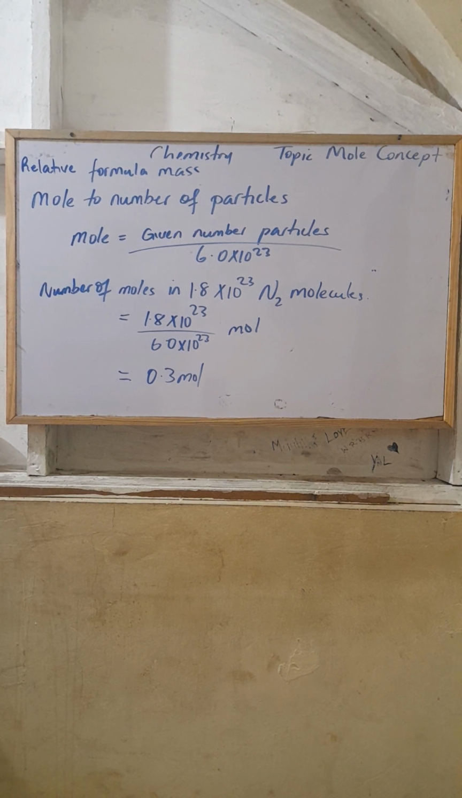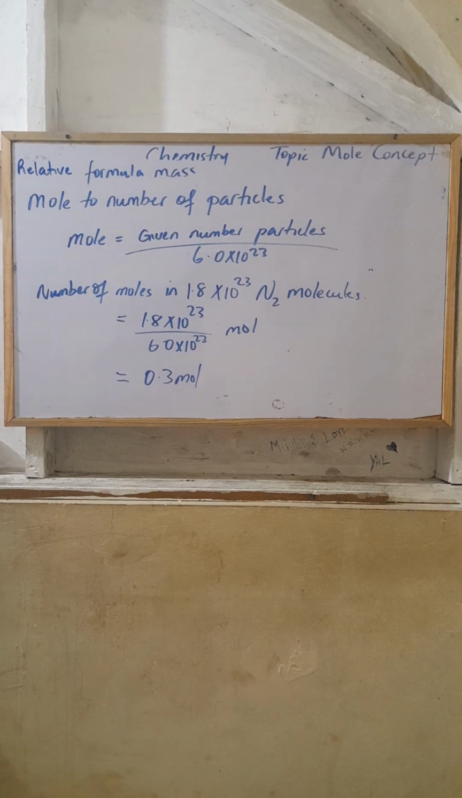So on the board we are going to look at how to calculate mole from number of particles. What we have on the board is the formula. In order to calculate the number of moles, we will have to look at the given number of particles and divide it by the number of particles that are present within 1 mole of that substance.